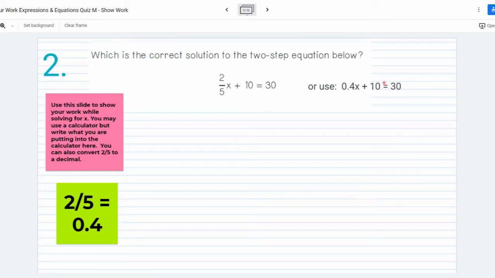So you might want to start by drawing your line, and decide, well, I don't have any variables over here on the right, so the only thing I need to worry about is this constant. So I'm going to subtract 10 from both sides. When I do that, then the only thing I'll have left to do is divide that answer by 0.4, and that will give me the answer that I'm looking for.